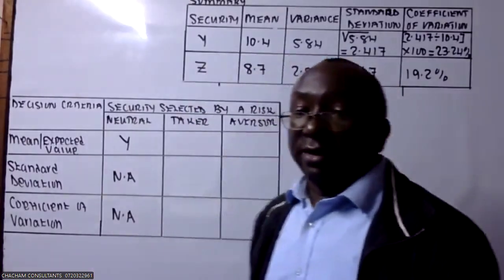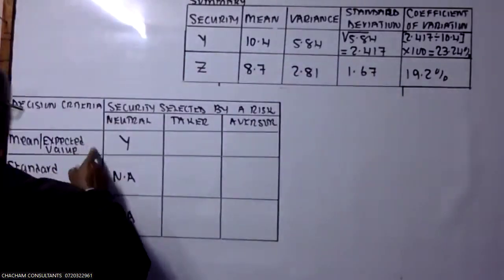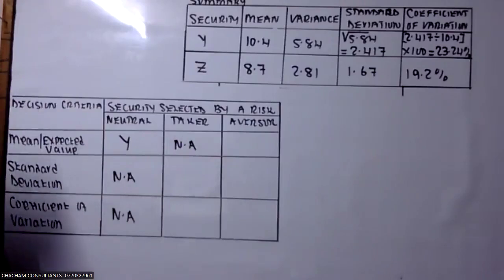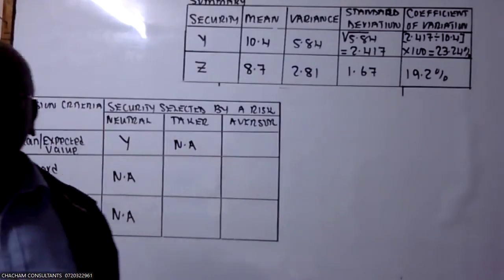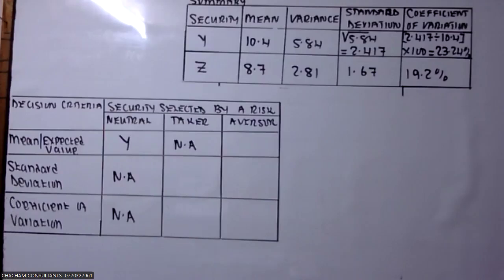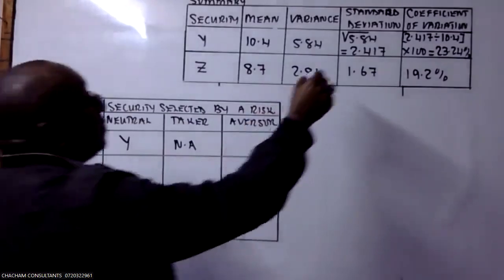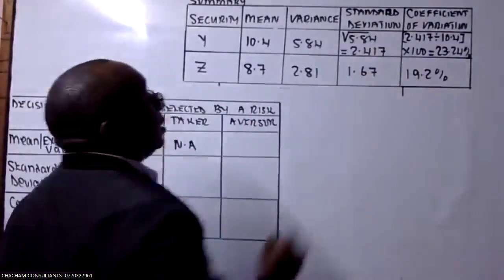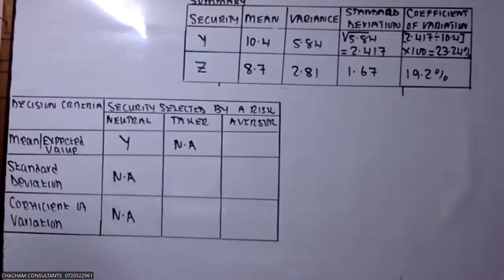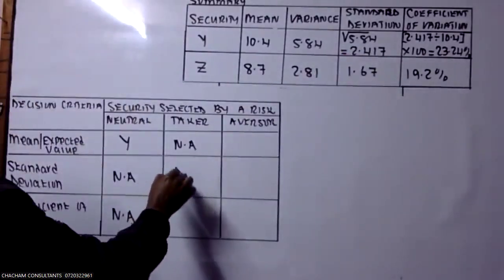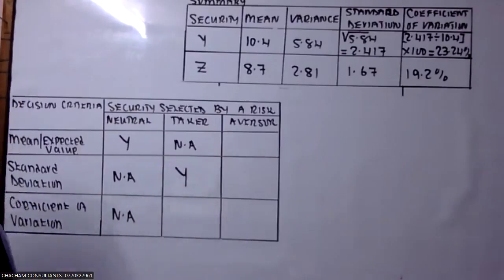Ukikuja kwa risk taker, hatumii hii. So this one is not applicable to a risk taker. So risk taker akitumia standard deviation atakuja angalie hii na hii. Tulisema the higher the value, the higher the risk. So the risk taker will go for the higher one. So atachukua Y.